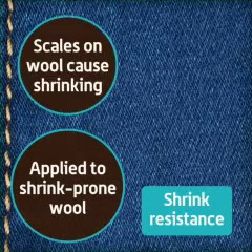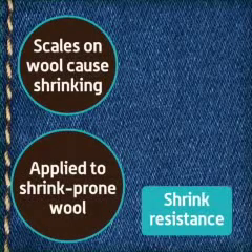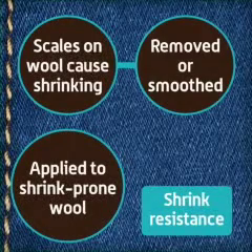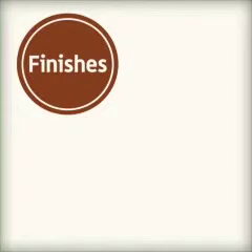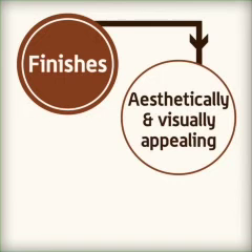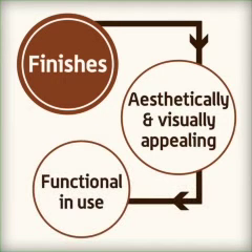You can apply shrink resistance to fabric, such as wool, which is prone to shrink when machine washed. The scales on wool fibres cause wool to shrink in the wash. These can be permanently removed with chlorine or by applying a coating to smooth the surface of the fibres. All of these finishes have been created to make sure that the textile item is aesthetically and visually appealing to the user as well as functional in its use.